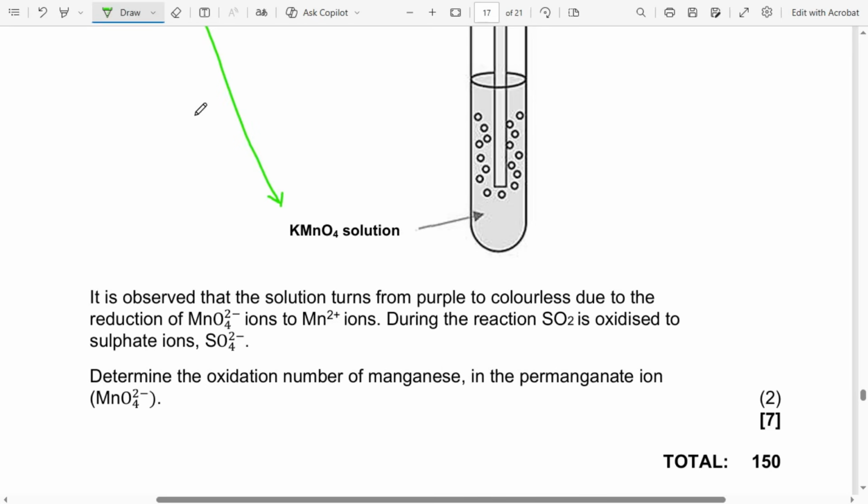Let me not force the name here; let's say it's permanganate. Maybe it's permanganate, I don't know. If I got that one right, you can tell me in the comments. I'm just going to go with permanganate.